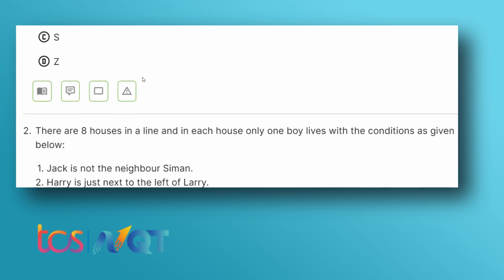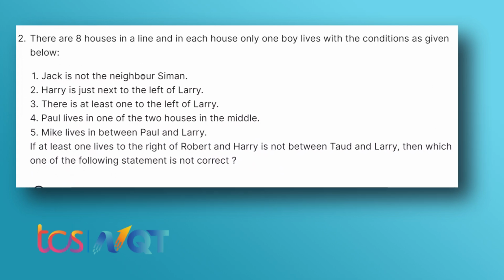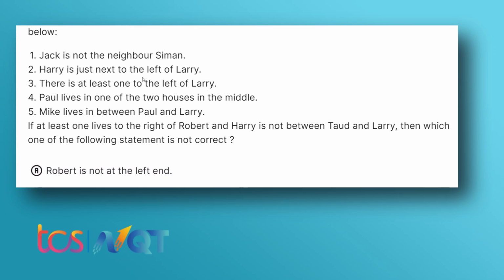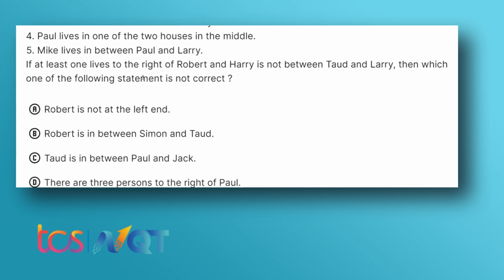Okay, let me show you a second quiz. That is, there are 8 houses in a line and in each house only one boy lives with the conditions as given below. So I hope you are reading this. So pause that and give the answer. Okay, so let me show you the options.